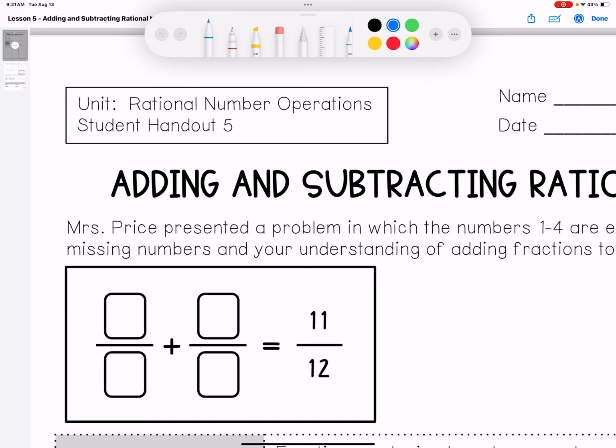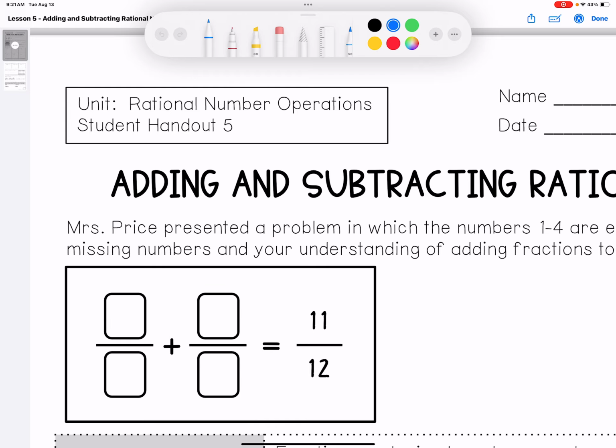Welcome in. This is the unit rational number operations student handout number 5. We're adding and subtracting rational numbers 2. Today we're going to start dealing with your favorite, the old fractions. Oh boy. Miss Price presented a problem in which the numbers 1 through 4 are each missing one time. Use the missing numbers and your understanding of adding fractions to make the equation true.